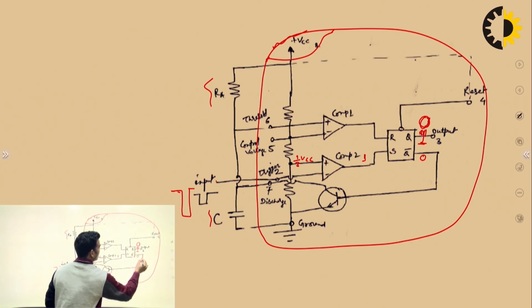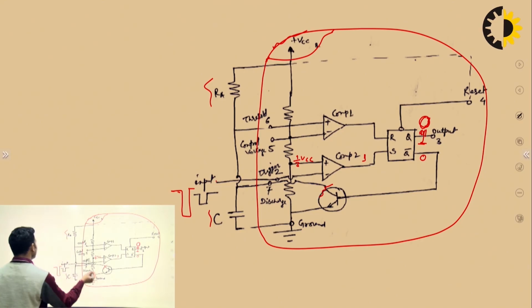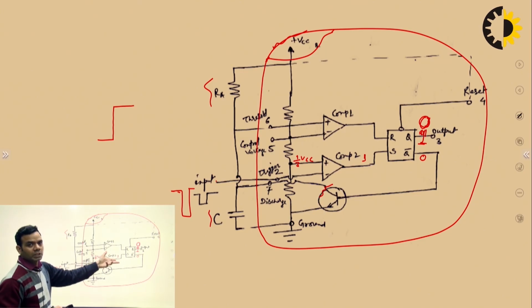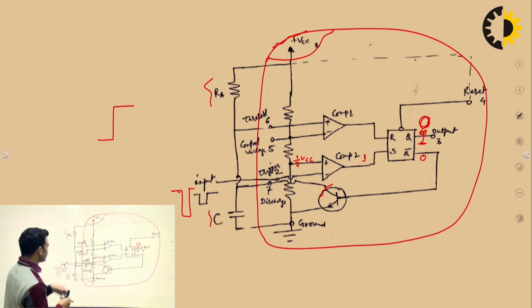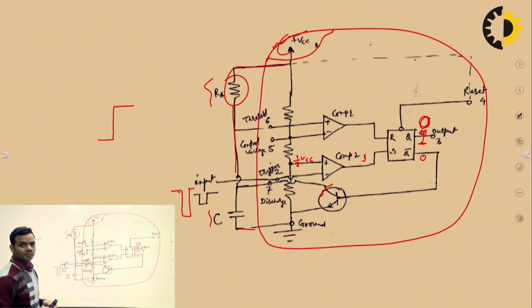This transistor will behave as an open circuit. So initially the output was 0, now it has been changed to 1. Later on, let us see what is going to happen. This transistor open circuit, that means now this capacitor will start charging towards VCC through this resistor RA. Now the voltage across capacitor is going to increase towards VCC.